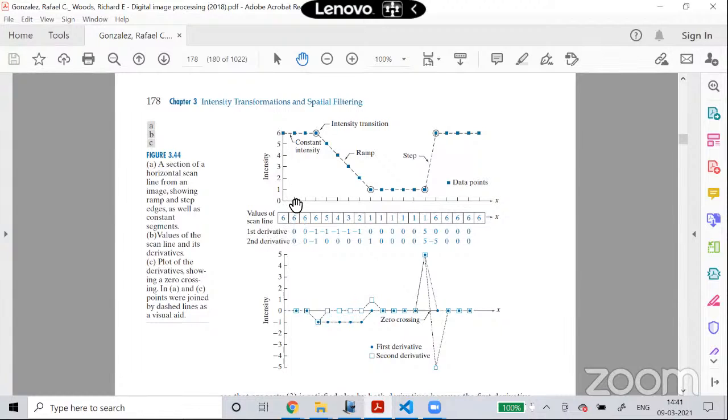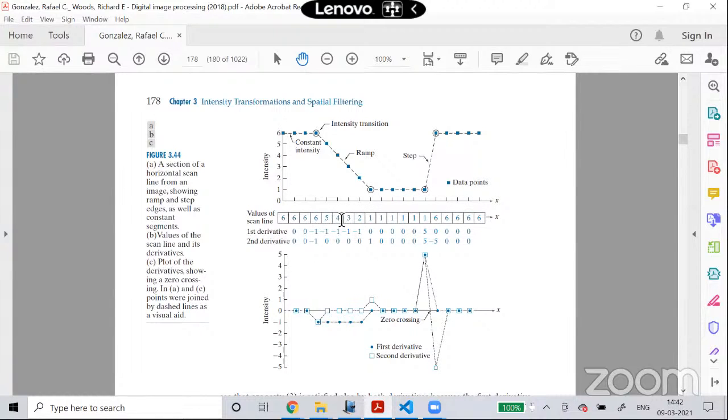So now let's look at this one. You want to calculate the derivative at this point. The derivative at any point x is f(x+1) minus f(x). You take these differences. So this next 6 minus 6 gives you derivative 0. The first derivative at this point is 0. The derivative at this point is 0. The derivative at this point is 5 minus 6, that's minus 1.